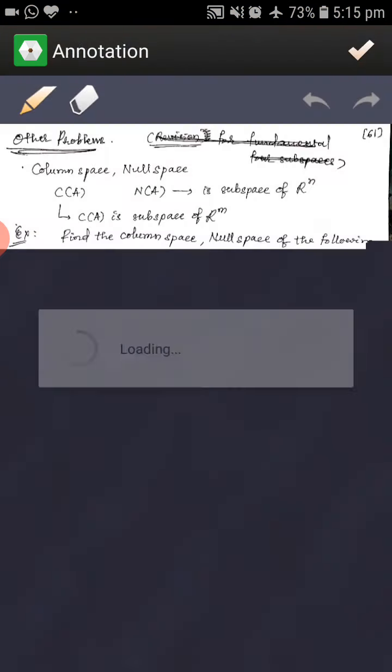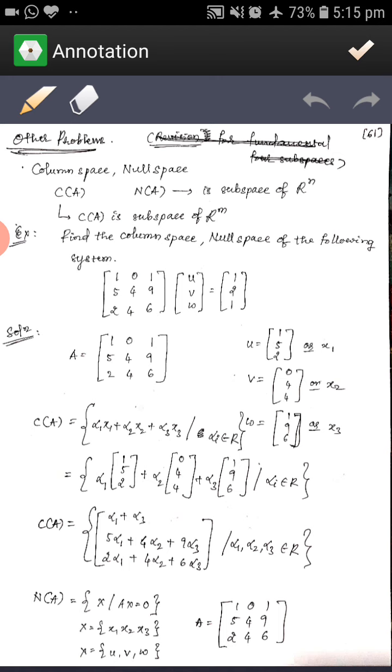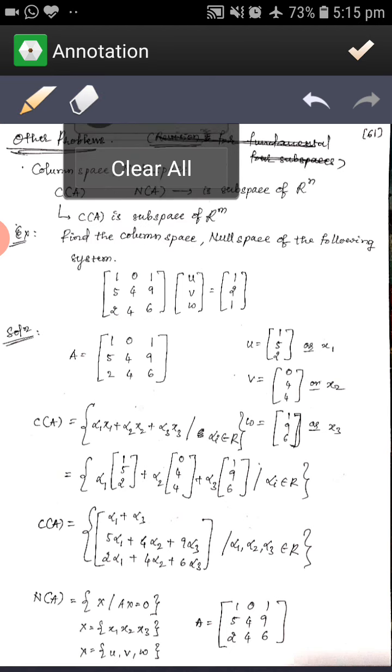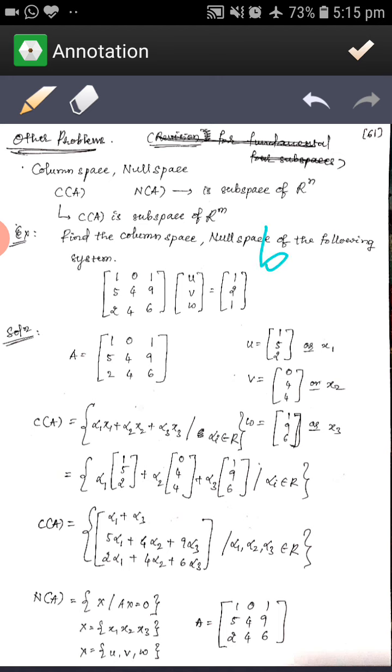This is required in the fundamental subspaces. Now, in this problem, we need to find the column space and null space for the given matrix. In this matrix, this is nothing but the b term, this is the A matrix, and here it is x, that is u, v, w. The columns we are seeing, we can take as v1, v2 and v3.